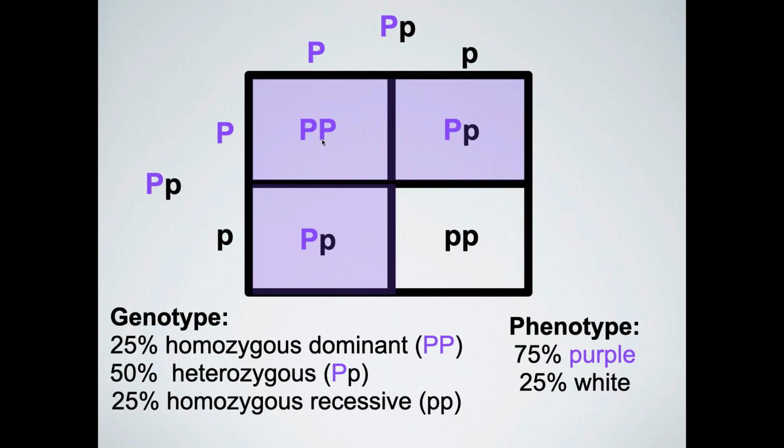Sorry, did I say 50? I meant 25%. 25% or 1/4 would look exactly like the P generation white flower, homozygous recessive. And then 50% of them would look like the F1 generation's parents. They would be mixed. And that is how we construct Punnett squares. So if you have any questions, let me know.